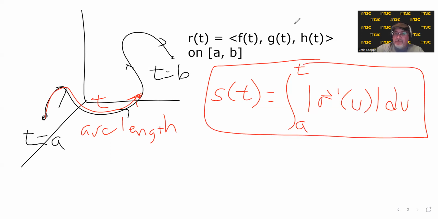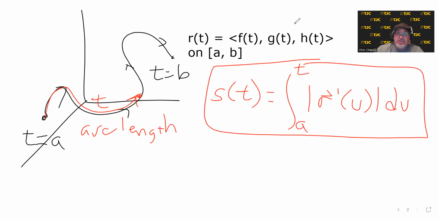So our arc length function is simply, let's integrate from the initial point to some variable t, and then the magnitude of, or the speed of the particle, the magnitude of the derivative, if you will, magnitude of the velocity, if you will. And then we'll just create a function that answers the question, how far have we traveled?